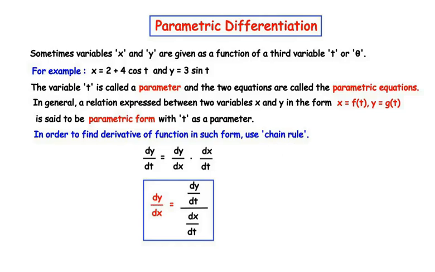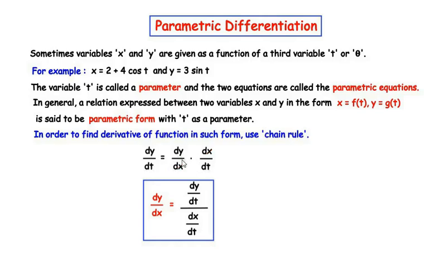So in order to find the derivative of such functions, that is dy by dx, we have to use the chain rule. So let us start with the equation of y, that is dy by dt. Since y is expressed in terms of parameter t, we are going to differentiate y with respect to t, giving us dy by dt is equal to, now dy by dt can be written as dy by dx times, now let us differentiate x with respect to t, that is dx by dt. So here we can see that if we cancel dx from the denominator and the numerator, we again get dy by dt. So this is how we are going to use the chain rule.